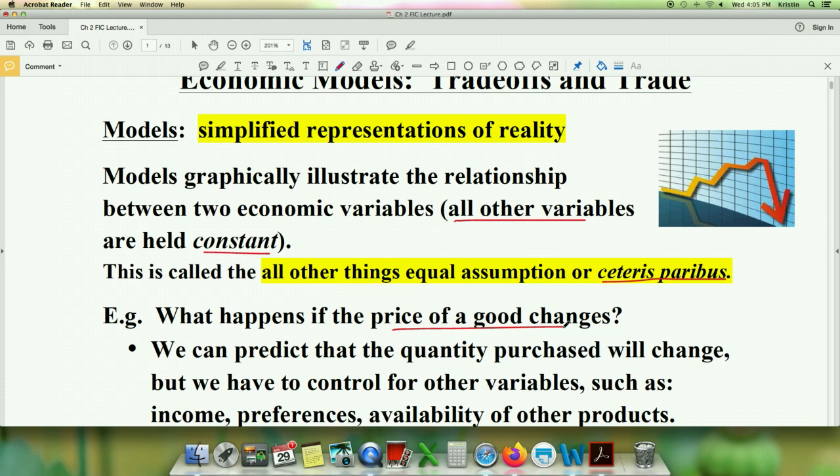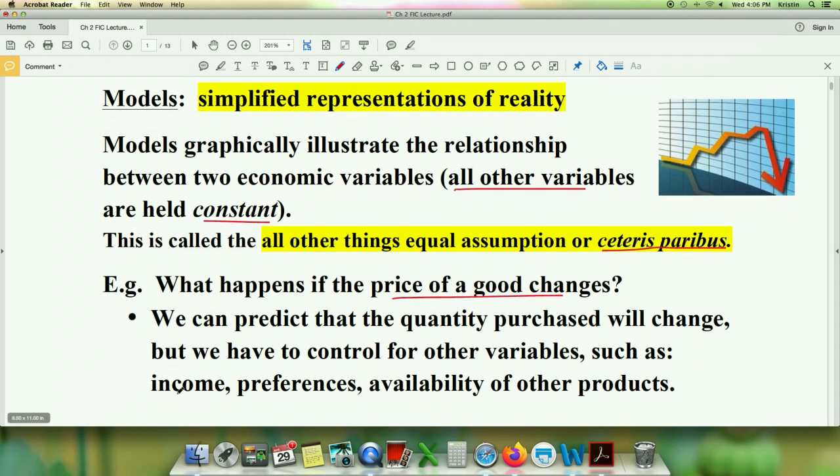So for example, if the price goes down for a good, at the same time a consumer's income has gone up, then they will buy more of the good, but we won't know why. Was it that they buy more because their income went up, or did they buy more because the price went down? So what we do instead is we say, if the consumer has this fixed amount of income and the price goes down, we will observe how much more they buy of the good, and we know for sure that they bought more of the good because the price went down. So we have to control for these other variables, such as a person's income, preferences, or availability of other products.